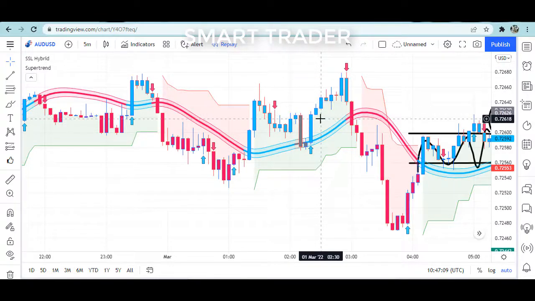Only risk 1 or 2% per trade. Study and backtest before using real money.